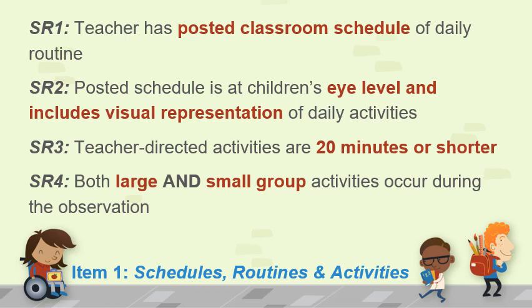So under each of the items, there will be indicators for that item. We are on schedules, routines, and activities. The first indicator is: teacher has posted classroom schedule of daily routine. This can be without pictures and without being at eye level to receive a yes for SR1. Now remember, the schedule they're referring to is the High Scope daily routine cards of the parts of the day.